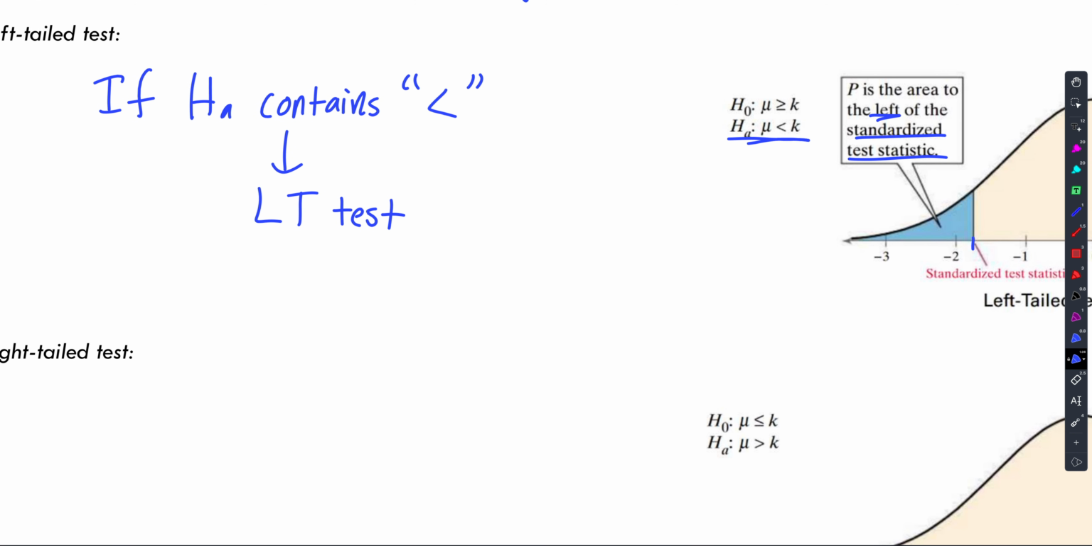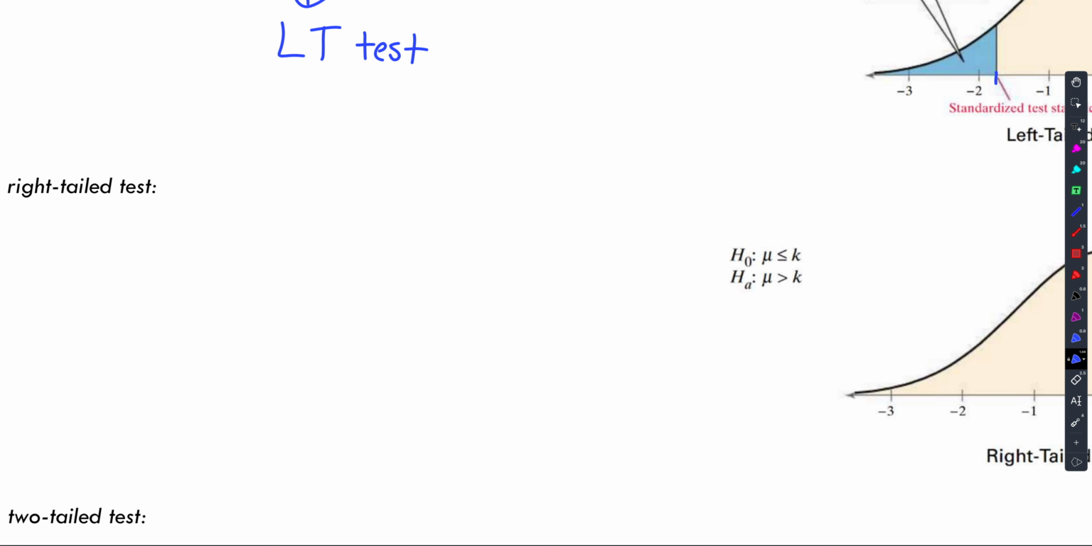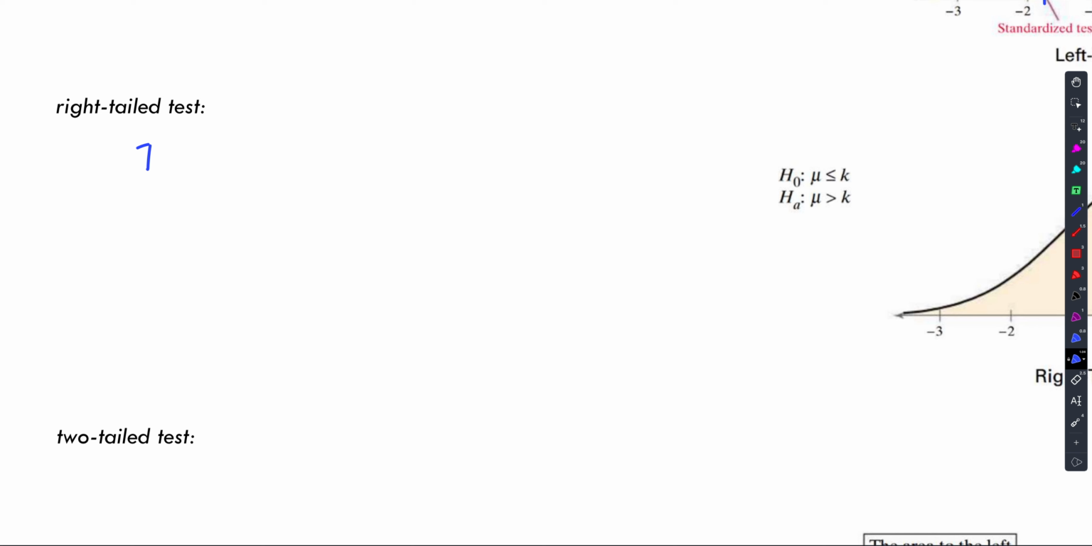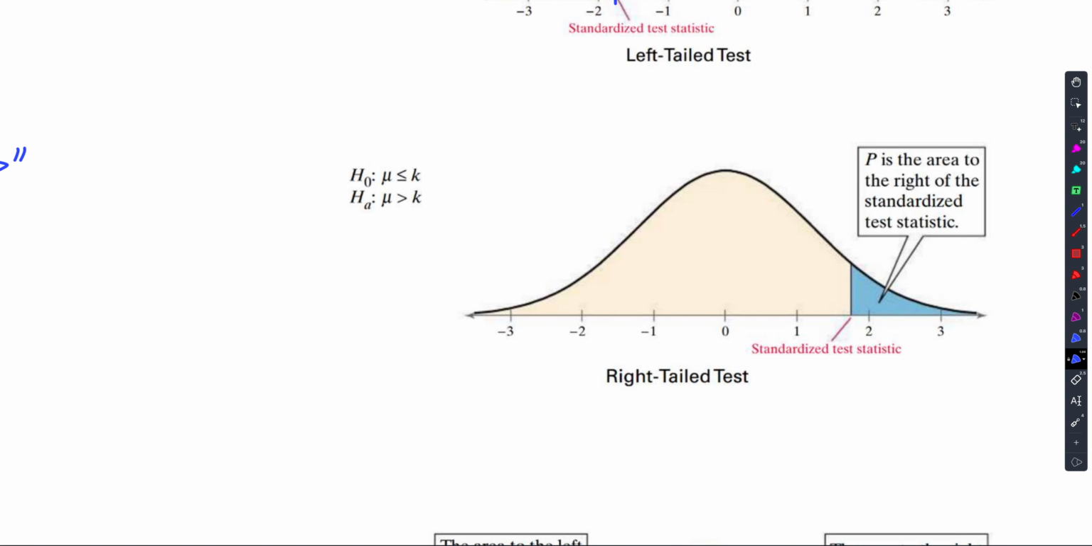So the main thing we need to know right now is if your HA contains a less than symbol, then we have a left-tailed test. If your HA contains a greater than symbol, then we have a right-tailed test. Then my p-value is going to be the area in the tail that's to the right.